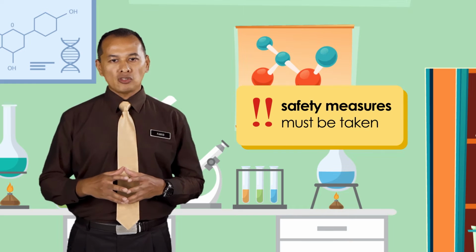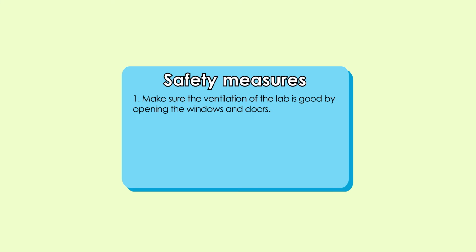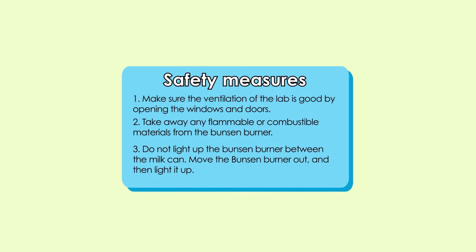Since we are using a Bunsen burner in this experiment, safety measures must be taken. Number 1. Make sure the ventilation of the lab is good by opening the windows and doors. Number 2. Take away any flammable or combustible materials from the Bunsen burner. Number 3. Do not light up the Bunsen burner between the milk can because the space is too tight.